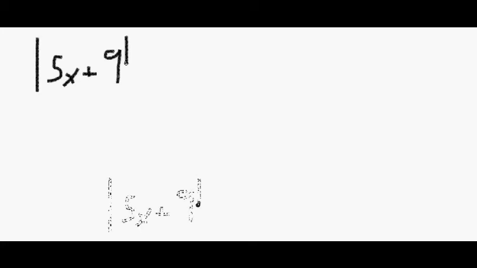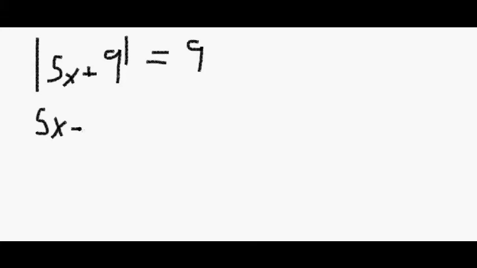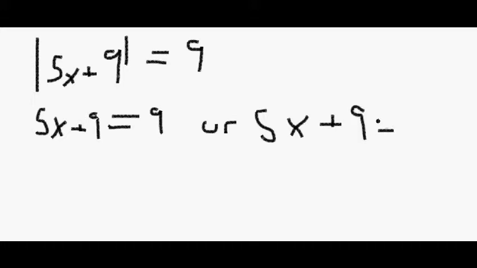So with number 58, we have the absolute value of 5x plus 9 equals 9. You can't do this problem until you write the problem two ways. You have to have 5x plus 9 equals 9, or 5x plus 9 equals negative 9, and then you solve the problem. Alright, so you will have two answers in the end.